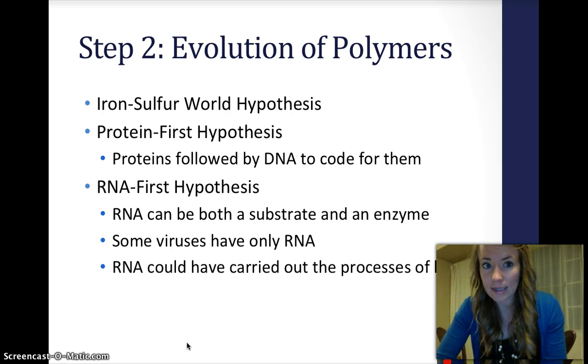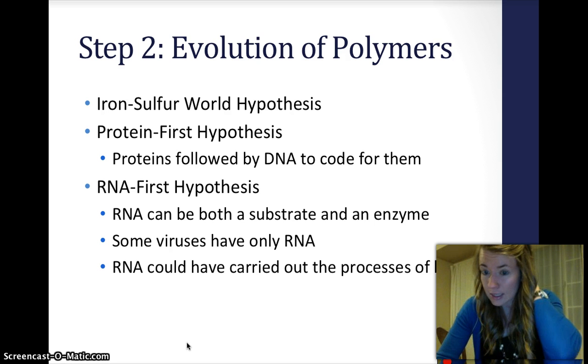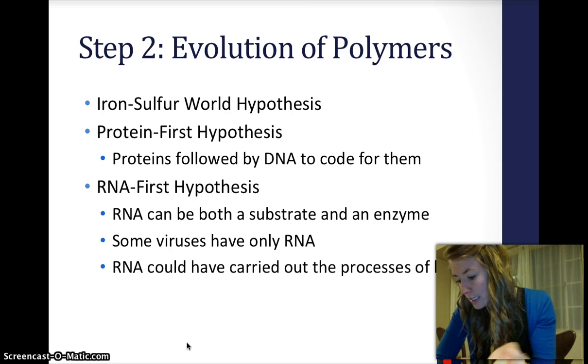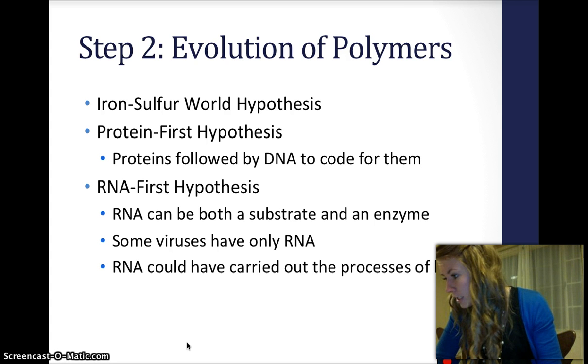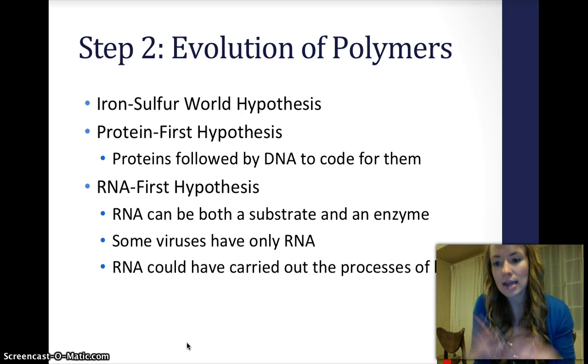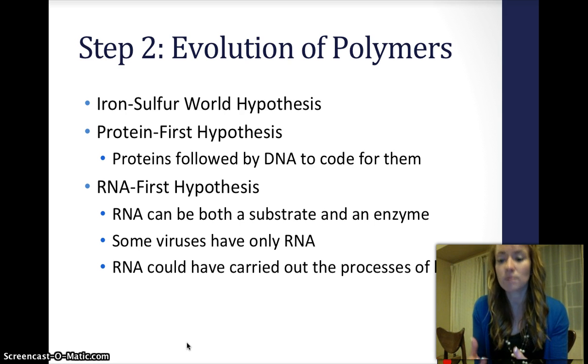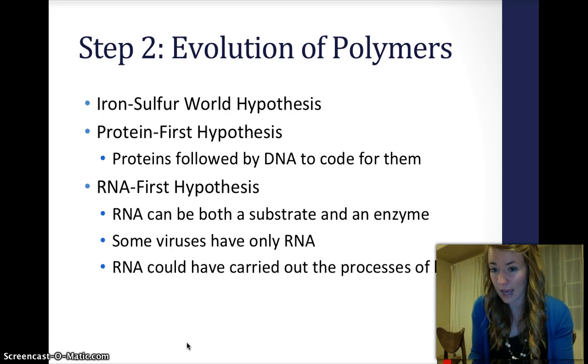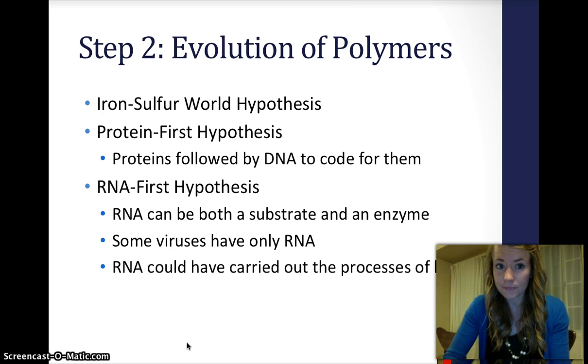And so again, we come back to the iron-sulfur world hypothesis. This also kind of explains it. He says that these same conditions were good for taking the monomers that they made and combining them into polymers. So the iron and the sulfur could still act as catalysts to make the polymers.